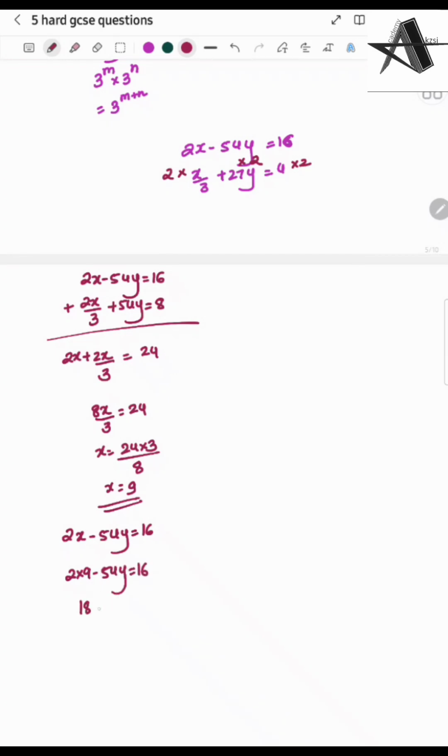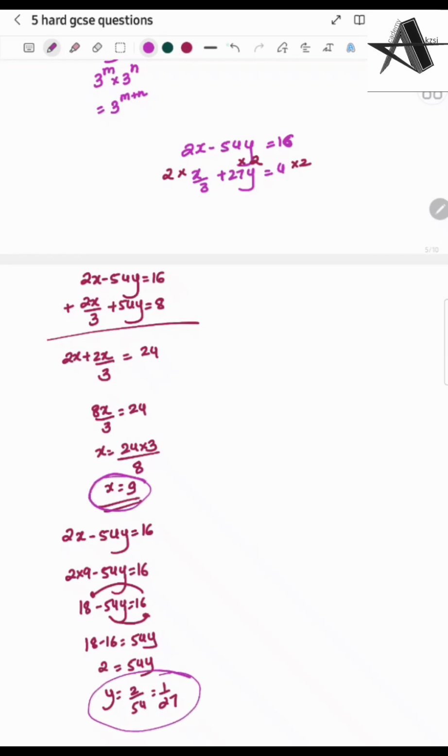This is 18 minus 54y is equal to 16. Just transpose 54y to the left hand side and 16 to the right hand side. We'll get 18 minus 16 equals 54y, so 2 equals 54y and y is equal to 2 over 54 or 1 over 27. So what are the values of x and y we have calculated? x we have calculated as 9 and y as 1 over 27.